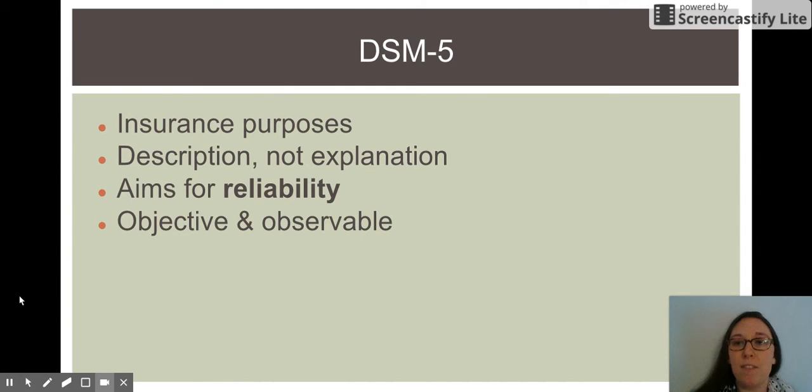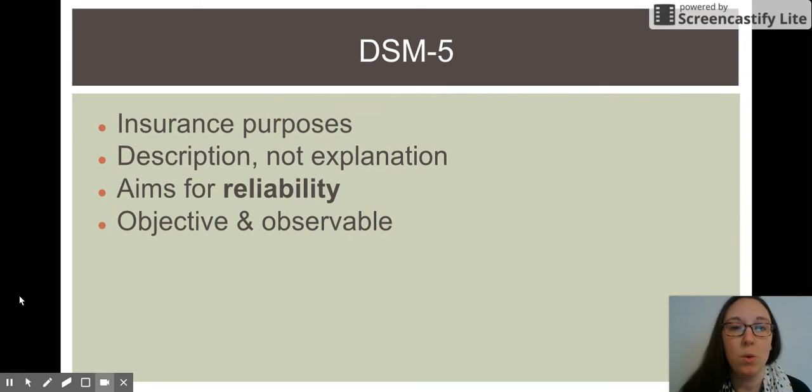The DSM-5 enables diagnosis by focusing on describing what a disorder looks like, but it does not attempt to explain how disorders come about. There's actually a lot of different perspectives on what creates disorders. There's actually a lot of disagreement about it. And so the DSM-5 doesn't want to take a side.